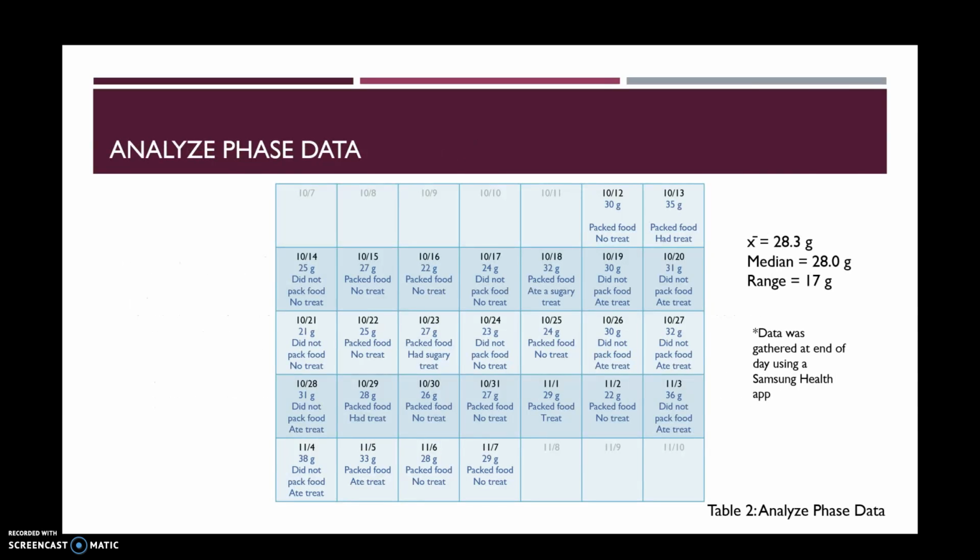Now, by putting these improvements in place, I was able to see how my data changed quite drastically. My mean is already so much less than it was with the baseline data at 45 grams. My median is much less, and my range is also way less. It's at 17 grams instead of 40 grams.